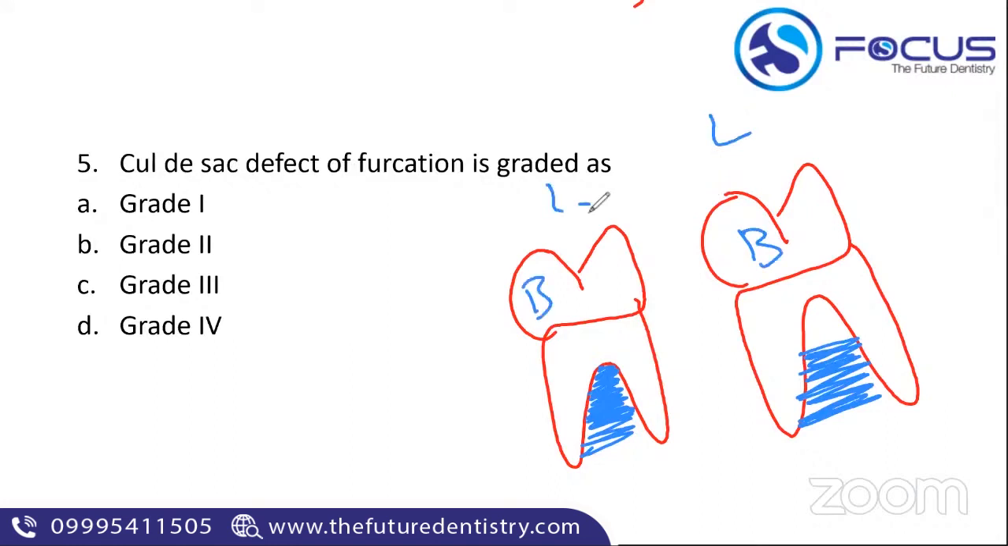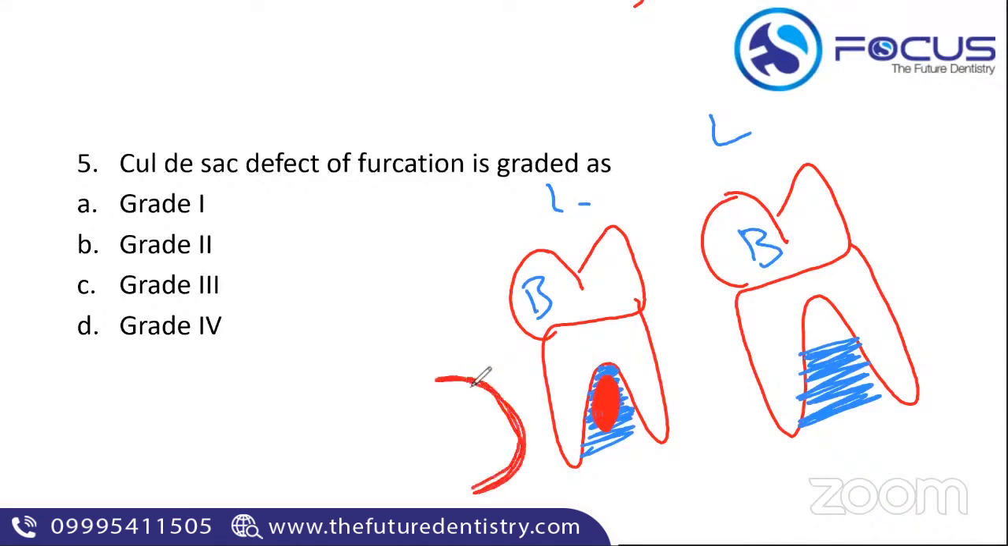Now, when you say there is horizontal bone loss, there is bone loss occurring here like this. If you put your probe here, it will go like this. The bone is eaten up like a bowl shaped defect. It's like a crater, but from the dome to here. So if I draw the defect, it will be like this.